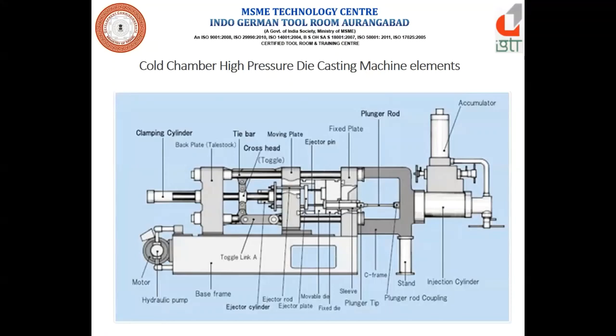Ejection cylinder. Some die casting machines have a cylinder to actuate an ejection pump plate, or a single cylinder used to actuate the die ejection plate. Ejection cylinders are mounted to the moving platen on the toggle linkage side.